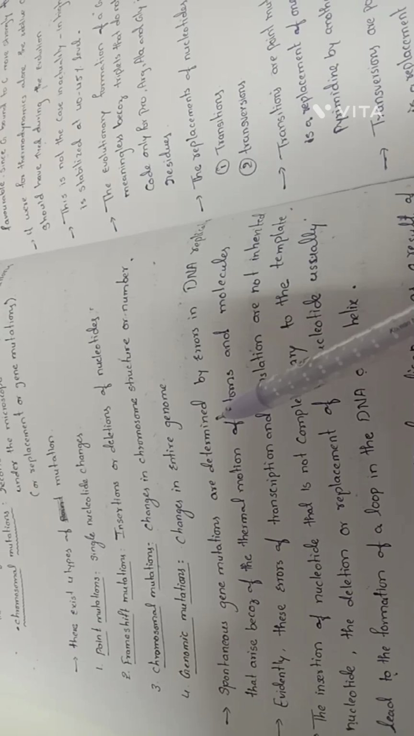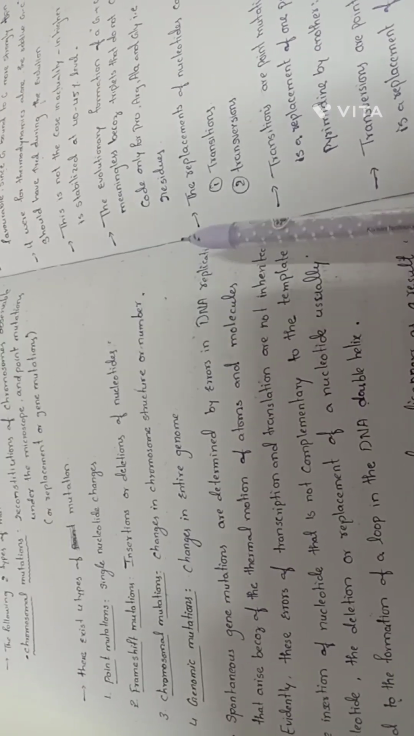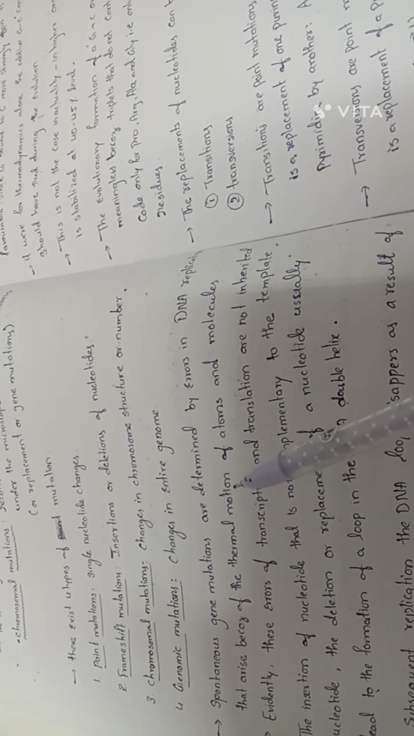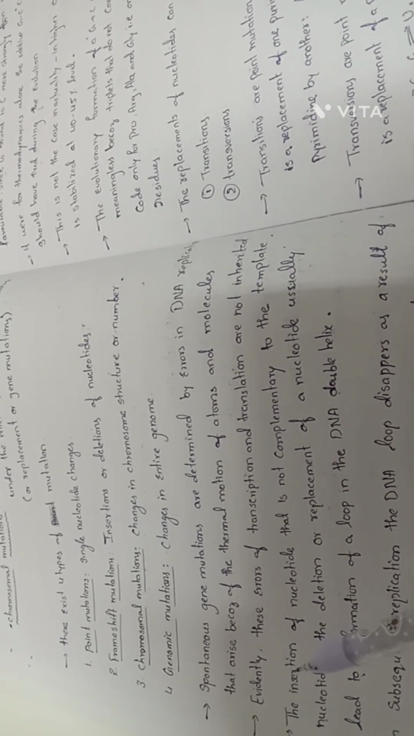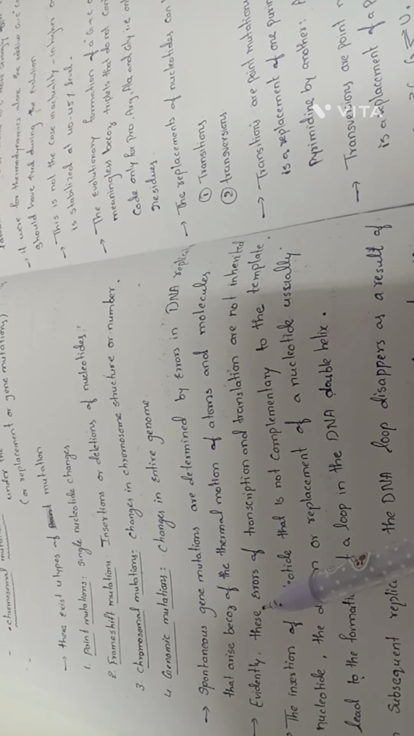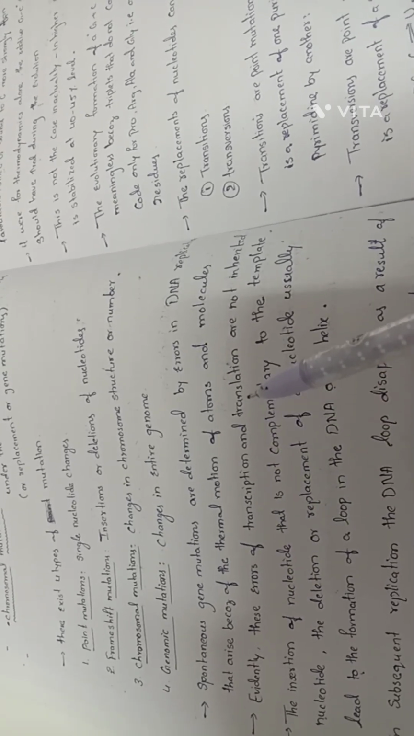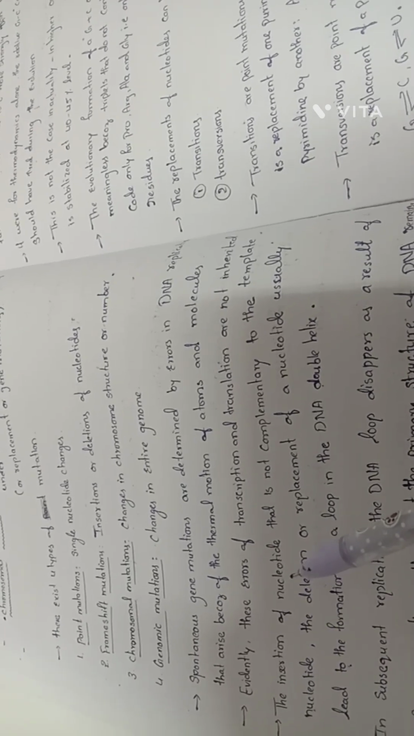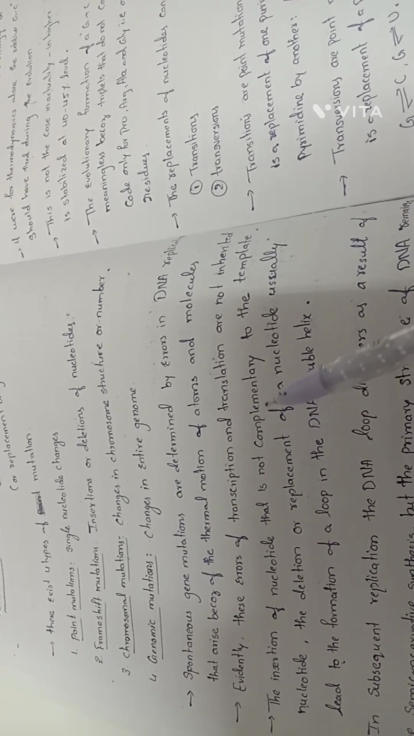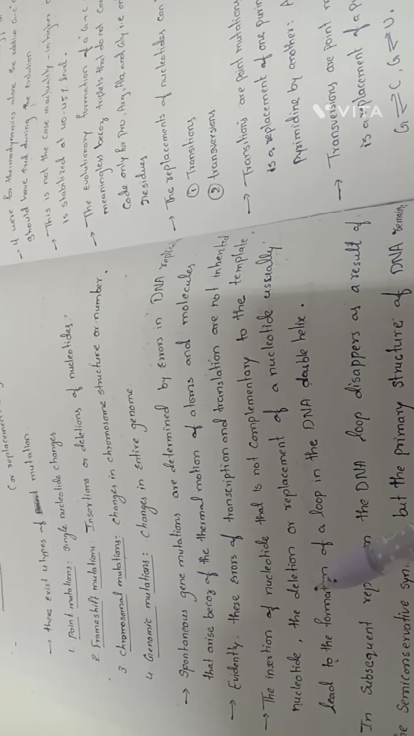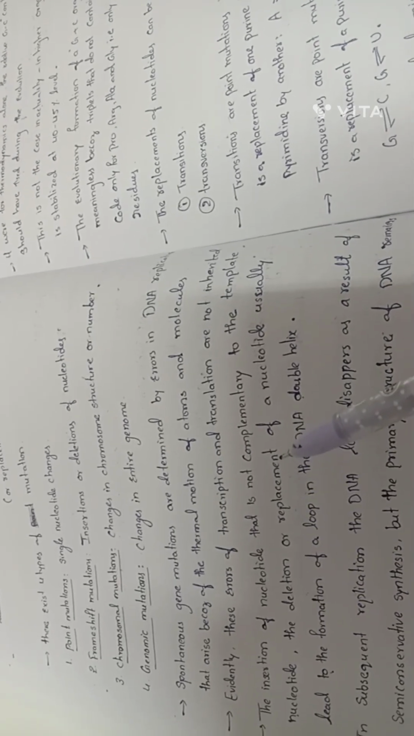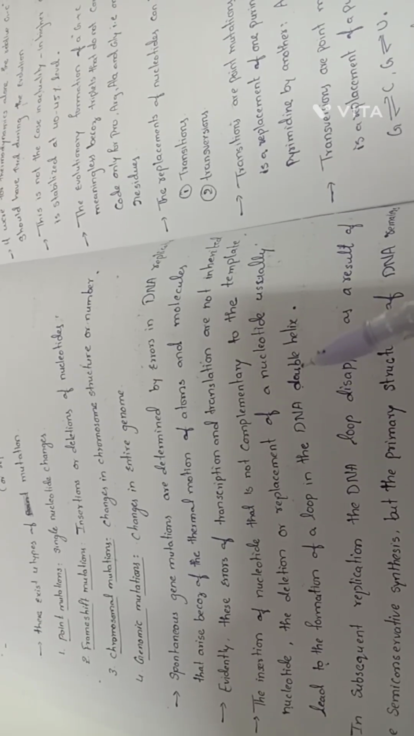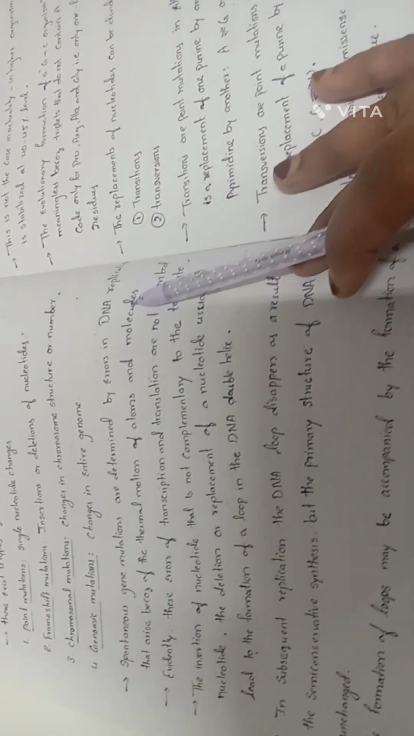Spontaneous gene mutations are determined by errors in DNA replication that arise because of the thermal motion of atoms and molecules. Evidently, these errors of transcription and translation are not inherited. The insertion of a nucleotide that is not complementary to the template nucleotide. The deletion or replacement of a nucleotide usually leads to the formation of a loop in the DNA double helix.